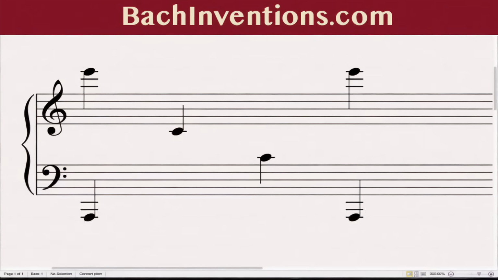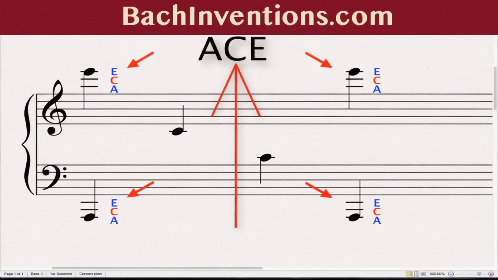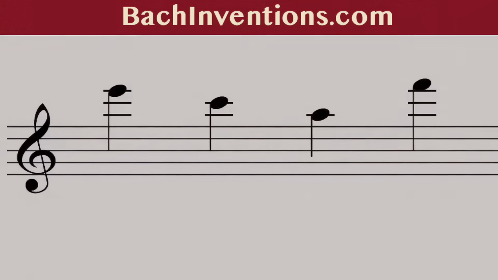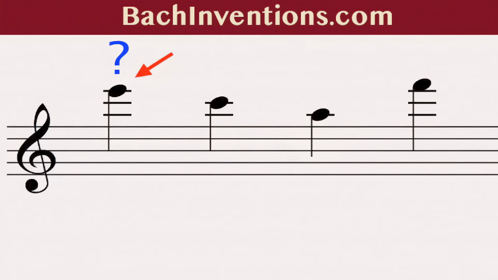So to be clear, on a grand staff, the alphabet direction goes from bottom to top. Notice the top 3 lines above the treble clef staff and below the bass clef staff spell the word ace. Let's try this idea out and figure out what note this is. We know that the C has 2 ledger lines, and it is the center of the word ace. Therefore, this note must be an E.